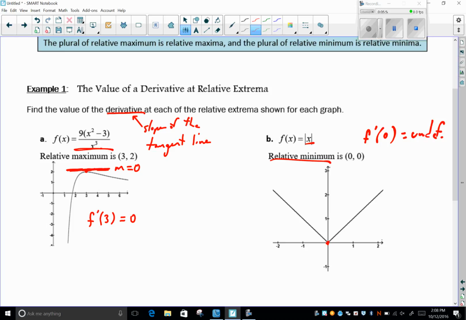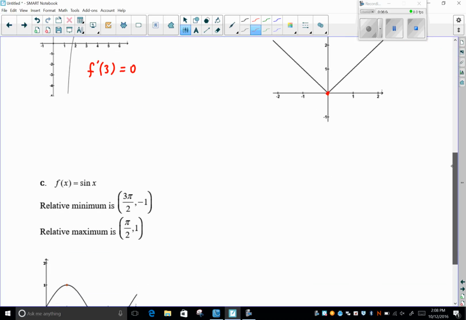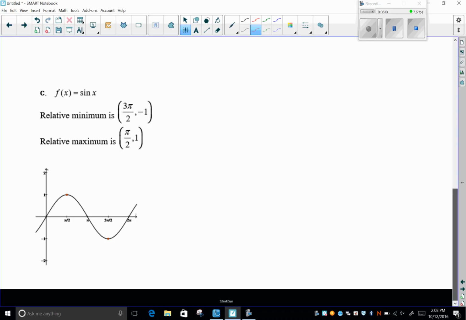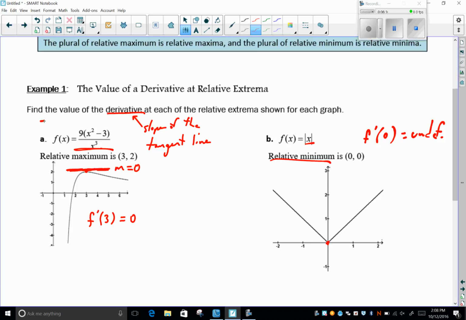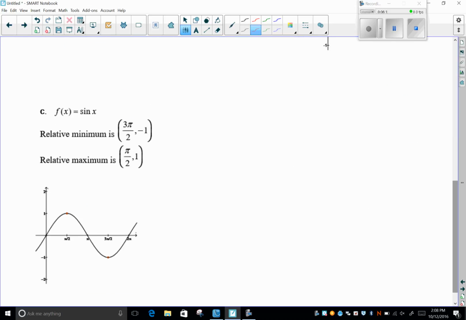Right? So for part A, the derivative was 0. Part B, the derivative was undefined. All right, part C, again, we're going to use our inspection method. It's telling us we have a relative maximum at 3 pi over 2, negative 1. Excuse me, a relative minimum at 3 pi over 2, negative 1.